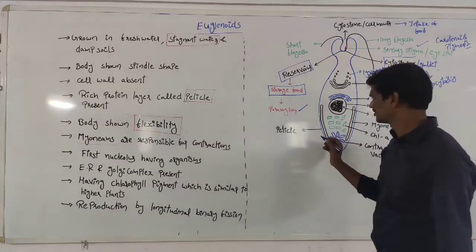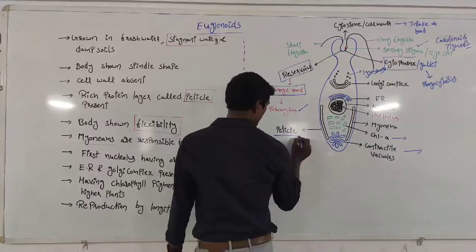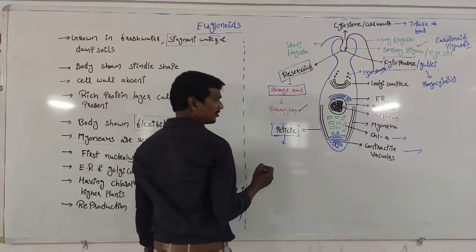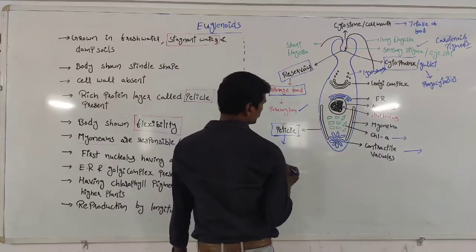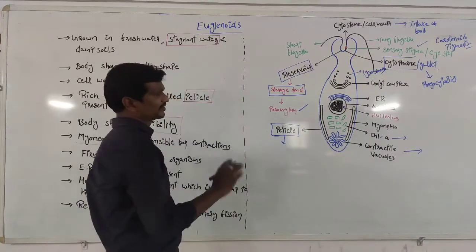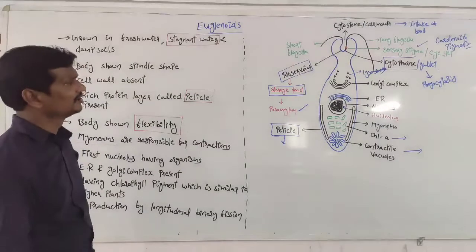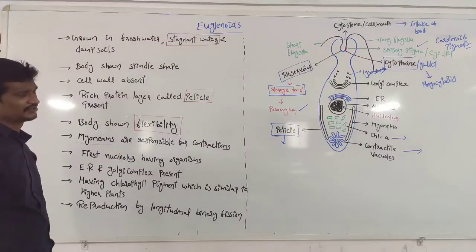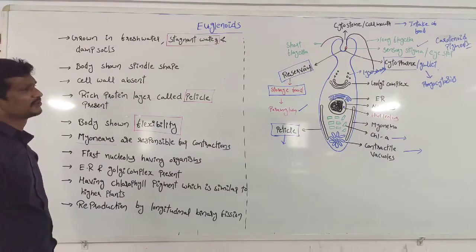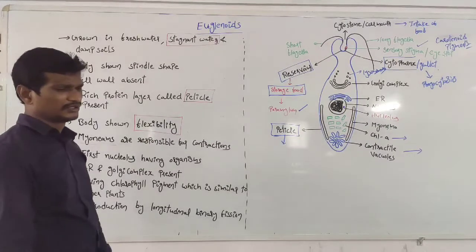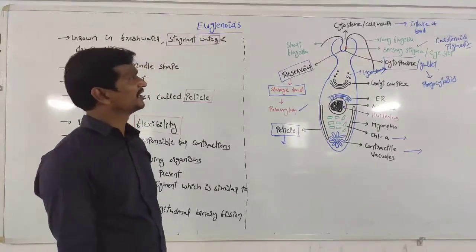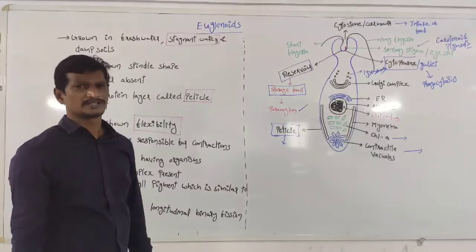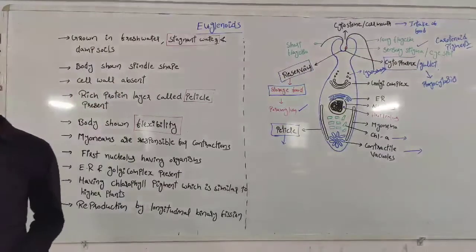And remember, the cell wall is absent here. The cell wall is replaced by a protein-rich layer called pellicle. So, due to the presence of the pellicle, the organism shows flexibility, right? That is about the Euglena structure. And next we will discuss nutrition. We know that mixotrophic nutrition is exhibited by euglenoids, right? And the last point is the palmella stage. We will discuss these two points.